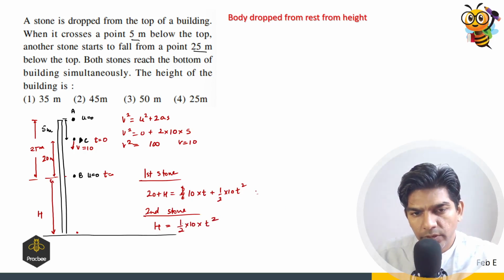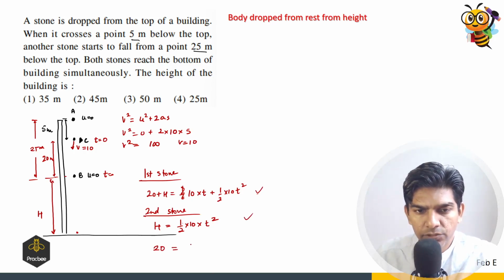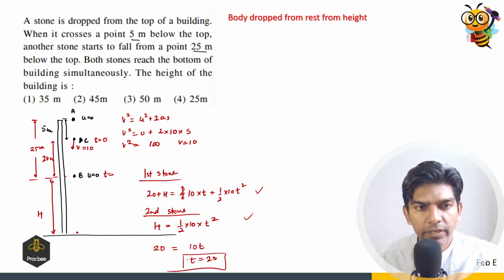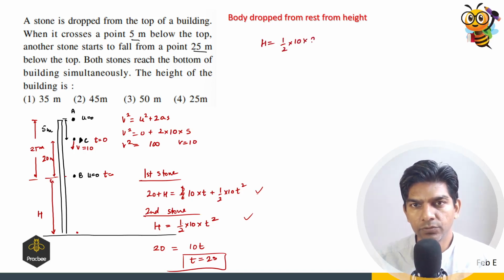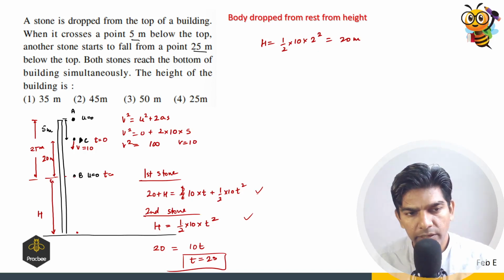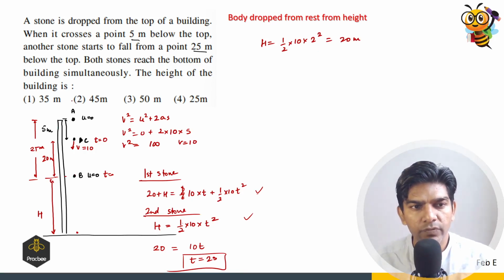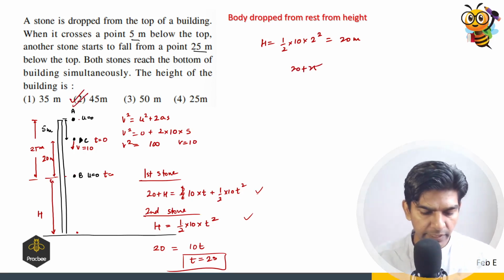Now what we can do is just subtract these two equations. So we will get 20 is equal to 10t. So t comes out to be 2 seconds. So we got t, and we have to find the height of the building. So let us first find h. So h is half into 10 times 2 square, so that will be 20 meters. So the second stone is released at a height of 20 meters from the ground. So 20 plus 25, so 45 is the answer, right? 20 plus 25. So option 2 is the right answer.